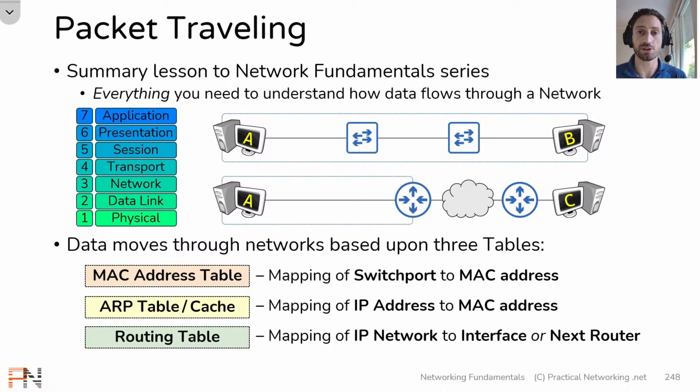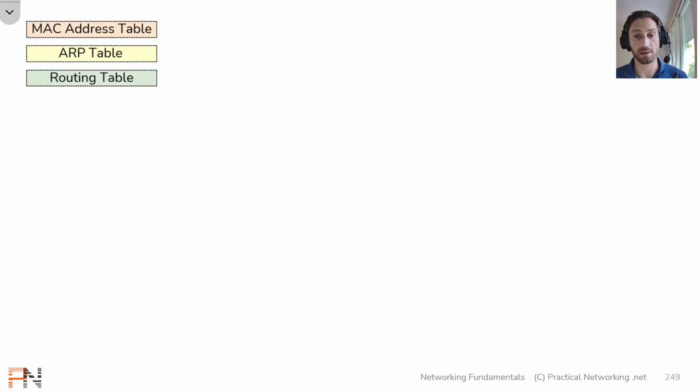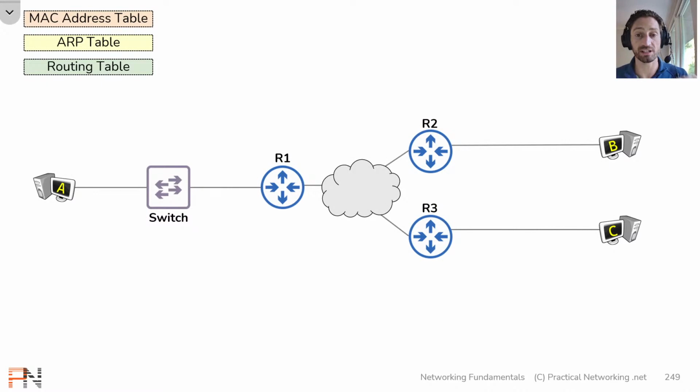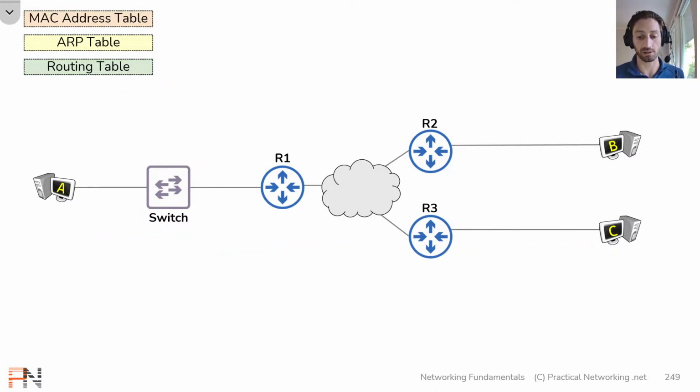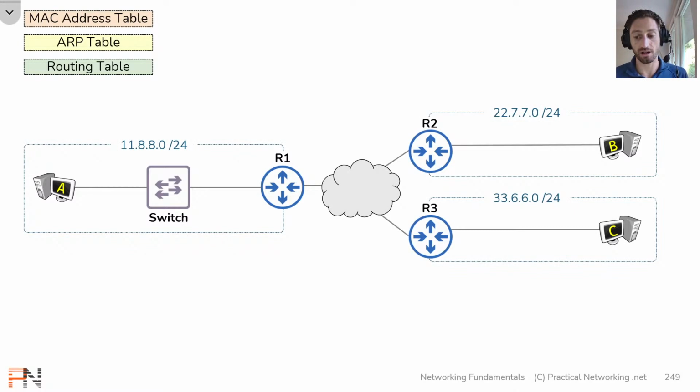Understanding how these 3 tables work is really the foundation to understanding how data moves through a network. To that end, I'm going to show you these three tables in this topology. I'm going to show you how each of these devices use one or more of these tables to move data along. Now these devices exist in three different networks.